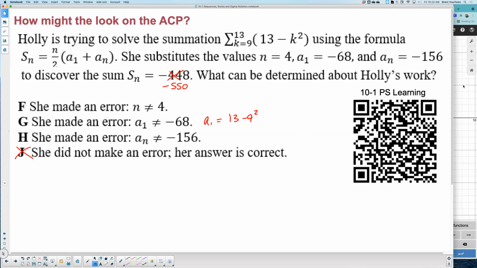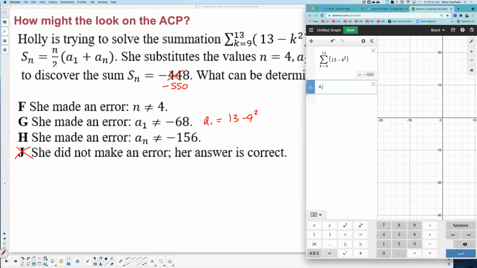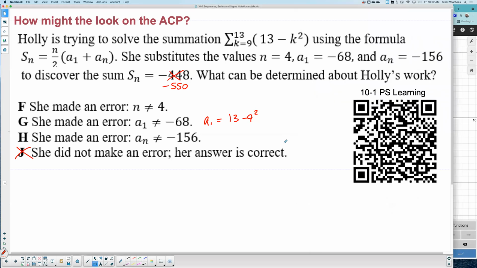So let's plug that in, see what we get. What is A1 equals 13 minus 9 squared? What do we get? -68. Is that what she got? Okay, so that's not her error. That part's correct. AN, when you just see AN by itself, typically that means any term. But if you see AN in a problem like this, it would mean the last term. The last term, you would plug in the 13. So AN would be 13 minus 13 squared.